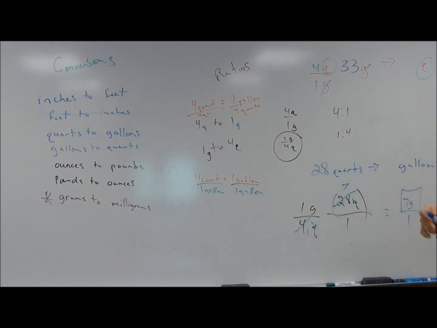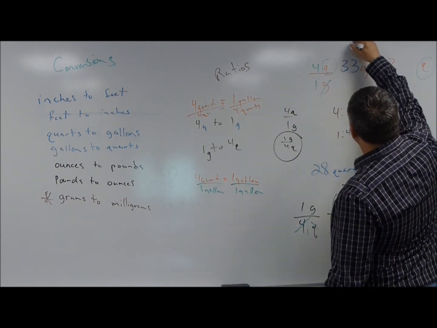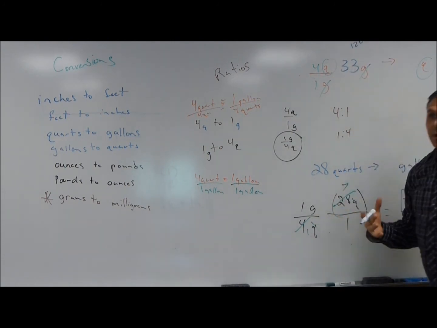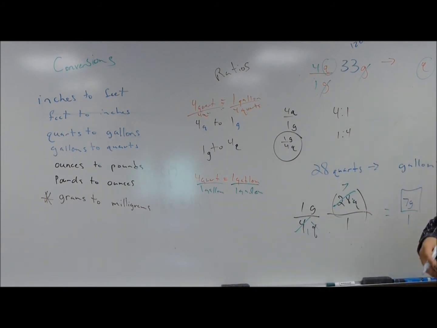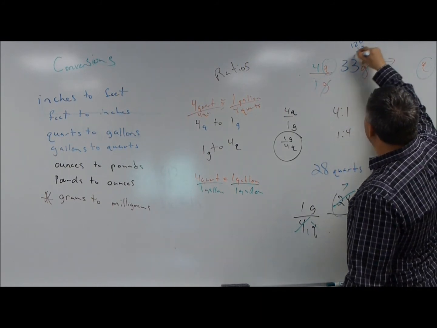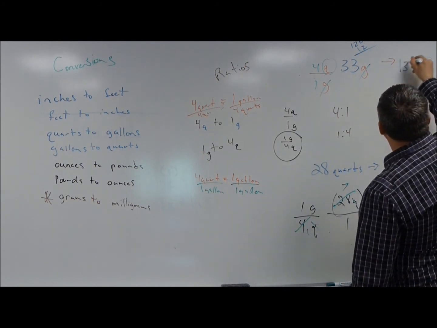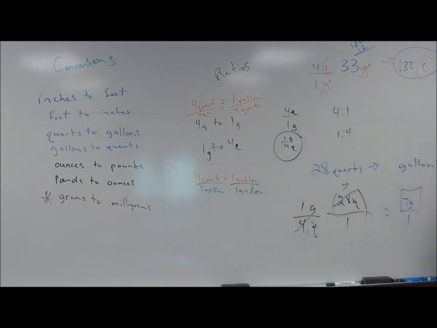And then I have 4 times 33, which is, well, 4 times 30 is 120, right? 4 times 3 is 12, and 30 gives me another 0. And then 4 times 3 is 12, so I got 120 plus 12, so I got 132 quarts. Not bad, is it? Doesn't matter what they are as long as I know where I'm going.